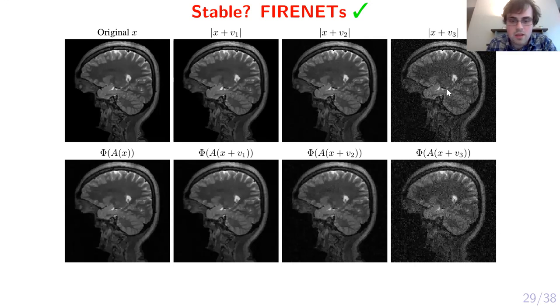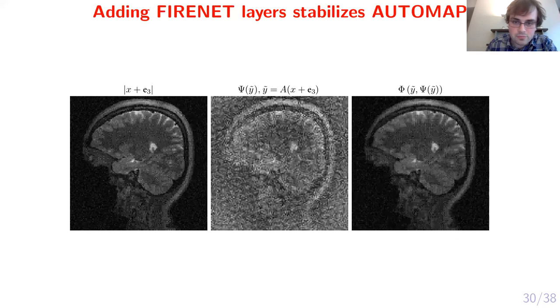Curiously, you can also use these FIRENETs to stabilize unstable neural networks. Let me explain how this works. You can treat the output of another neural network, like AutoMap, as an initial guess or input to FIRENETs. If you do that, you're effectively concatenating those two neural networks, and you can run the same instability tests. This is the result.